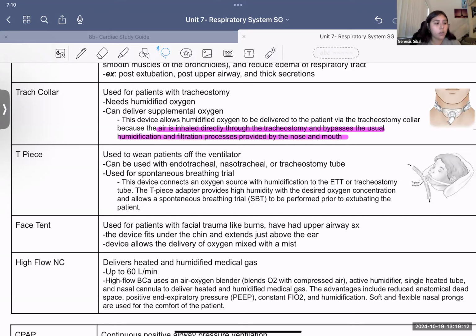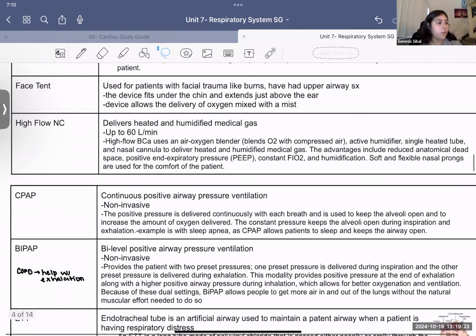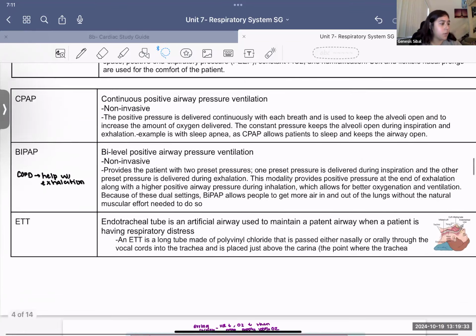But really with the trach collar, you just want to make sure you're checking for skin integrity, anything like that, and you will be able to change that out as well. And so yeah, I think that's all you really need to know with that. A face tent is used for facial trauma, so if you see a question where they're having burns, upper airway surgery, anything like that, put a face tent on them. That's going to be your first one.